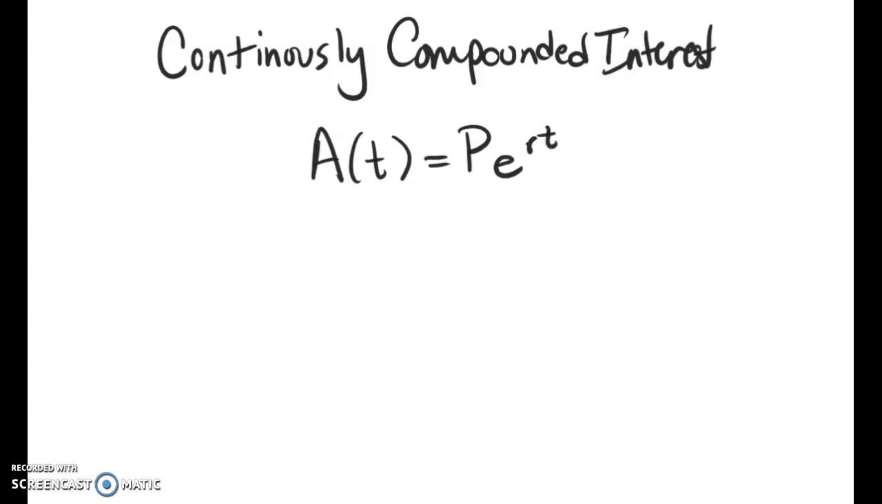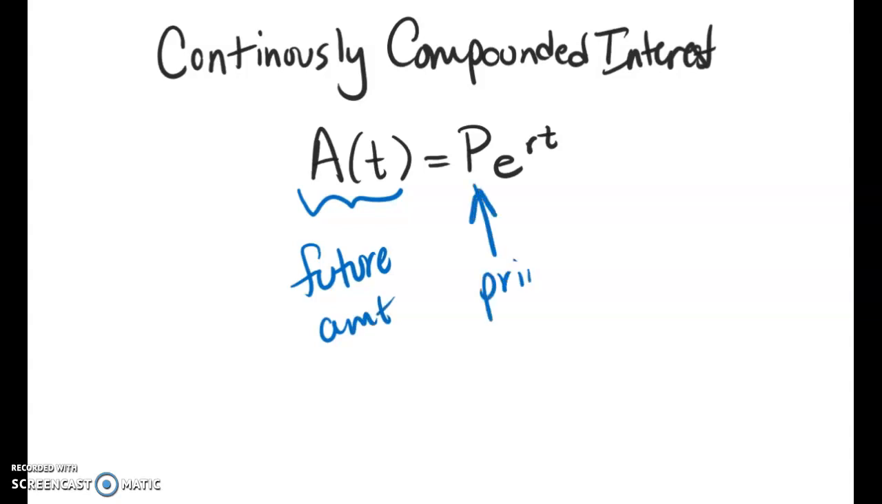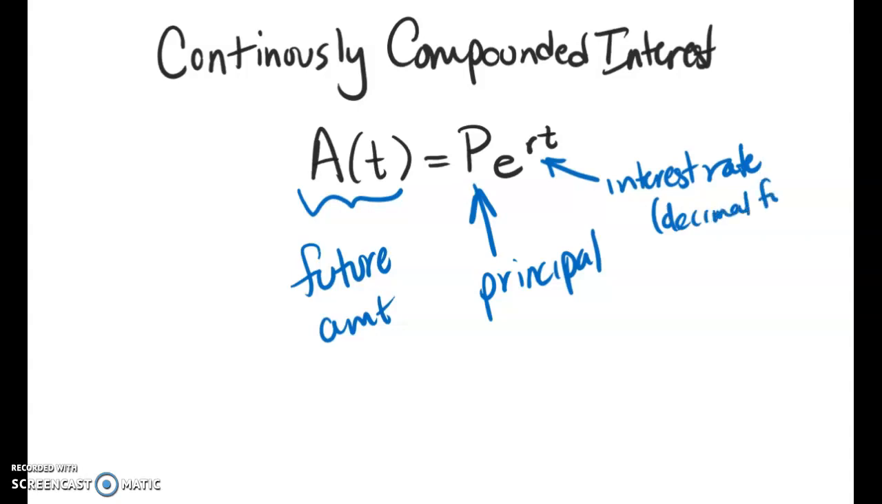I call it PERT. And so what are the parts of this formula? So this, as in the prior one, is the future amount. The P, just like in the prior one that we talked about, is the principal. The R is the interest rate. Again, this is the interest rate per year, and you're going to use it in decimal form. And the T is the time in years, so the number of years that have passed.